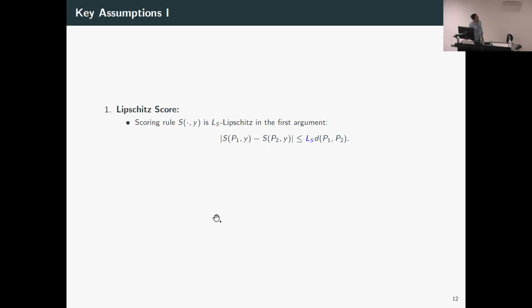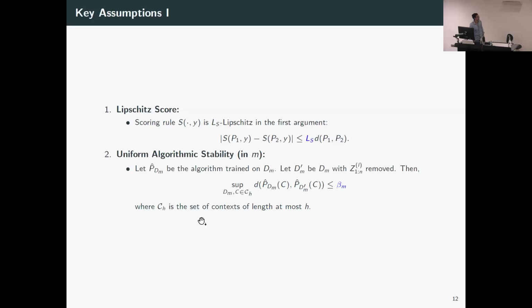So what are the assumptions that we're making? I'm first going to present a very simple theorem. We are willing to assume that the loss function is Lipschitz in the first argument, with respect to some distance in the space of probabilities, and we assume this concept of uniform algorithmic stability. This is really the important concept in the assumptions. What I'm assuming is quite strong.